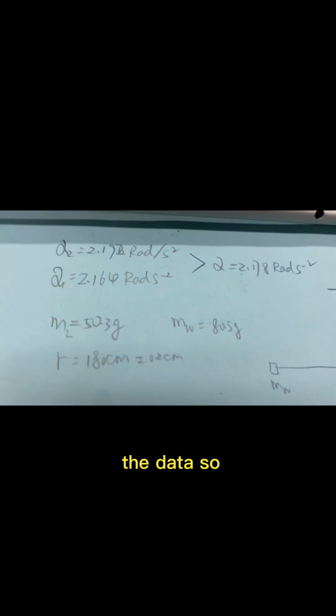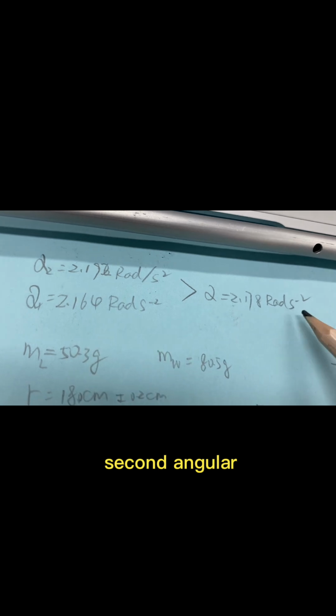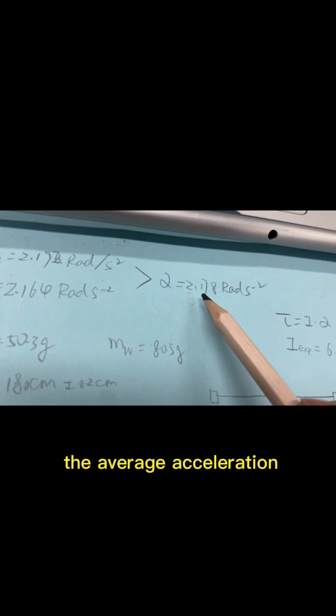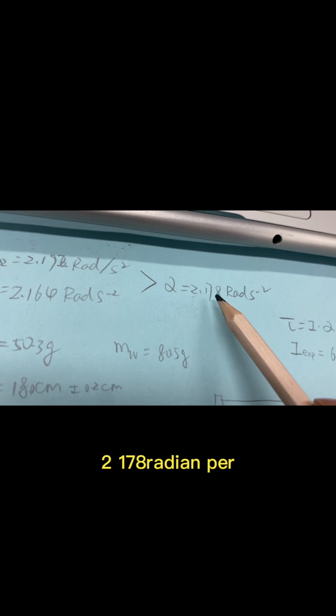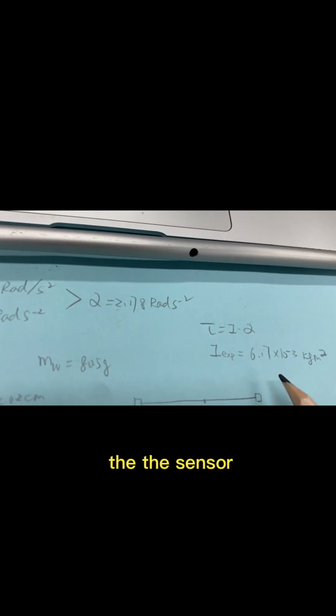So this is the data. I write down the first angular acceleration and the second angular acceleration. For this quick demo, I calculate the average acceleration, which equals 2.178 radian per second squared. So that is the angular acceleration measured with the sensor.